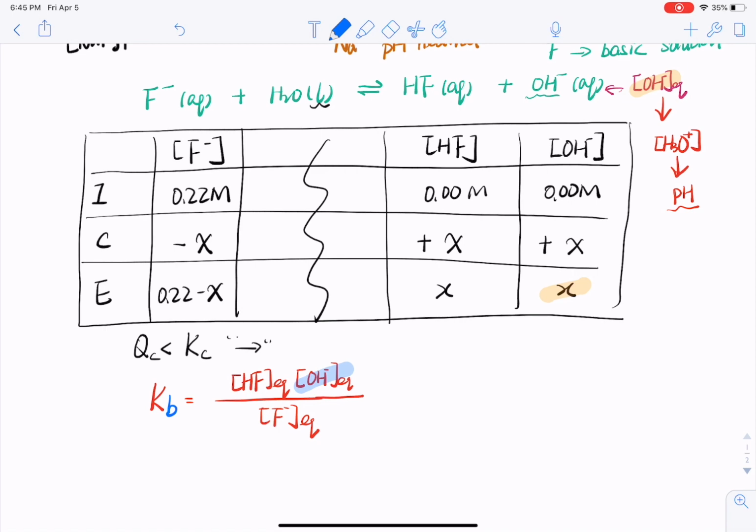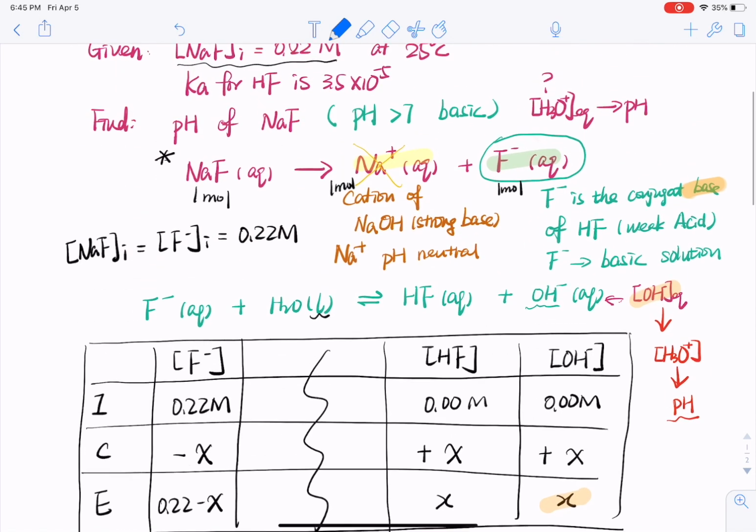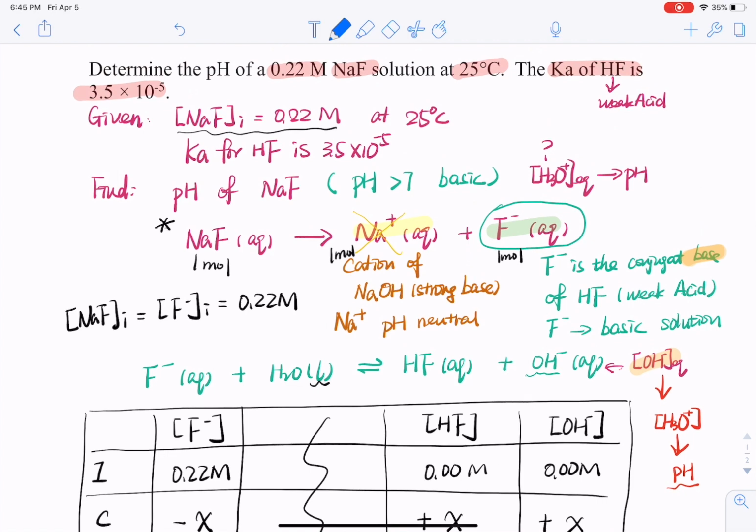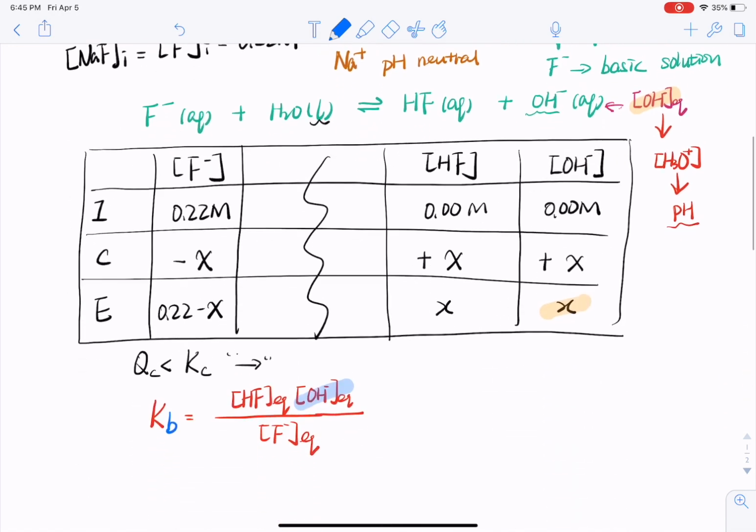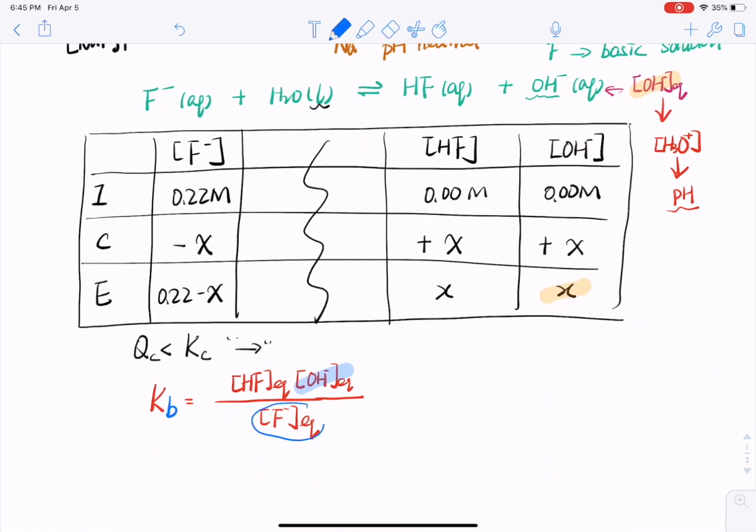Then let's see what else we know from this question. We know a Ka value for HF. You go, I want to know about the fluoride ion. However, I know a Ka value for HF equals 3.5 times 10 to the power negative 5.